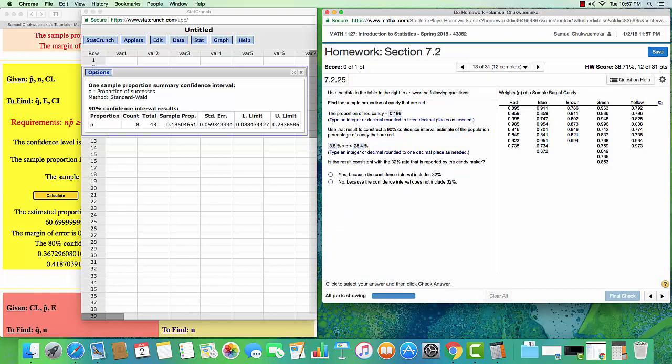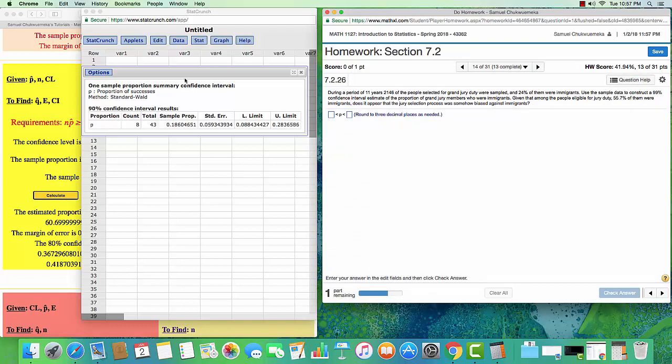Is the result consistent with the 32% rate that is reported by the candy maker? You look at it here, look at this option. Yes, because the confidence interval includes 32%. It does not. Okay. The second one, no, because the confidence interval does not include 32%. That is the correct thing. Okay.